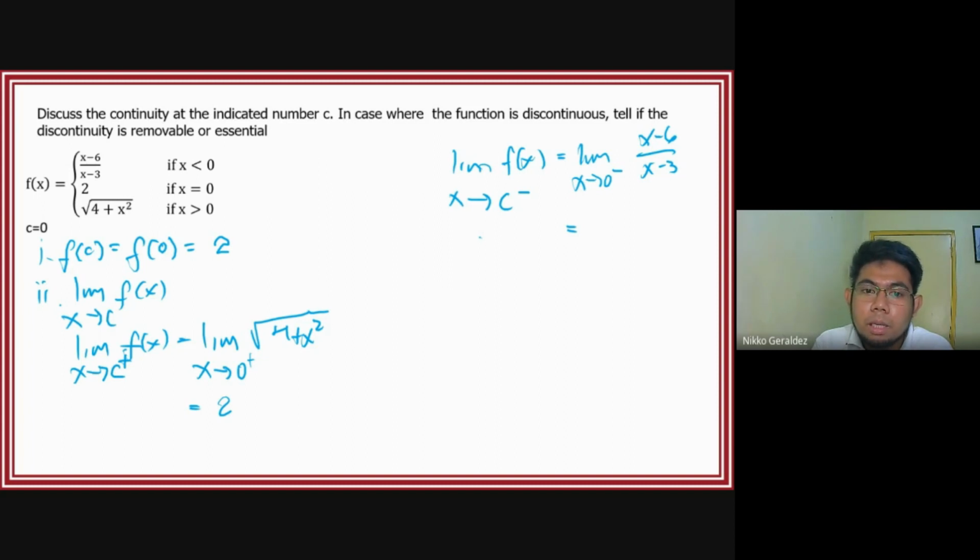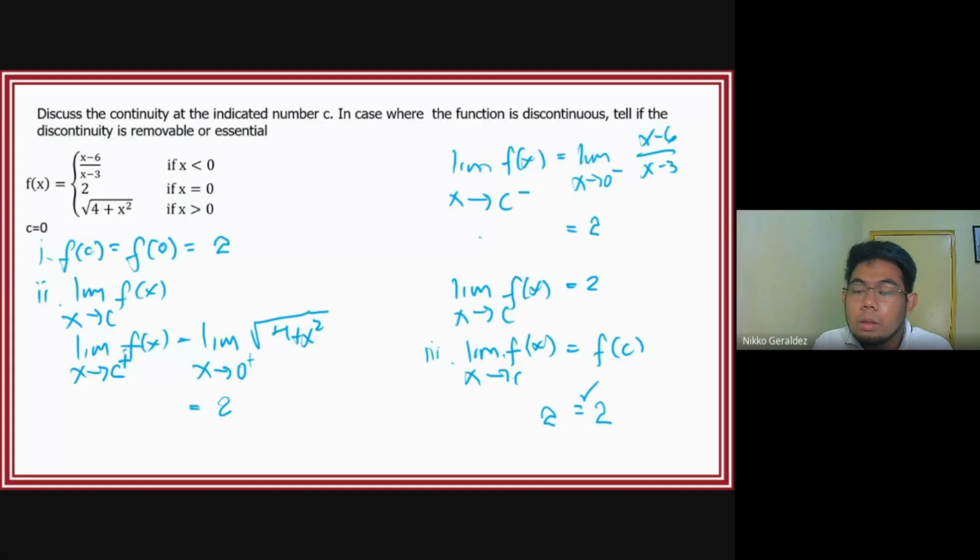Very good. So the limit of f of x as x approaches c is equal to 2. Condition 3: the limit of f of x as x approaches c equals f of c. What is the limit of f of x as x approaches 0? That is 2, equal to f of c, which is 2. So all conditions are satisfied. So the function is continuous at 0.